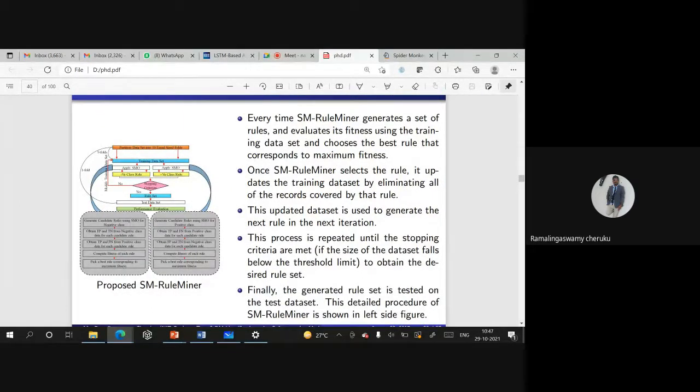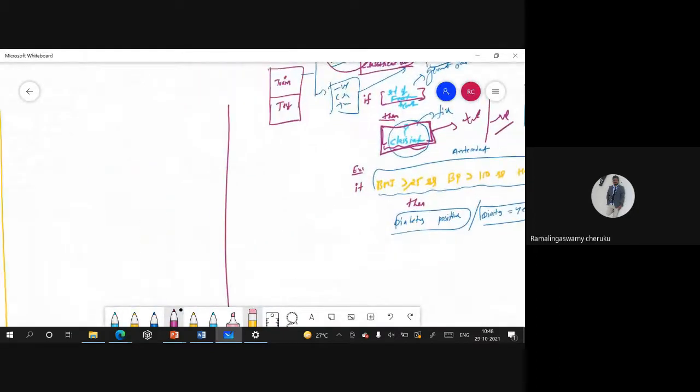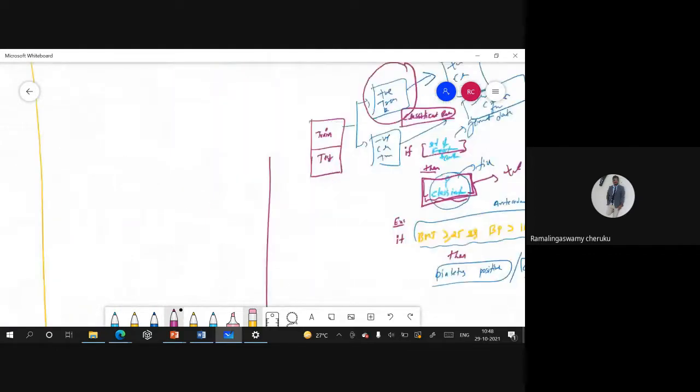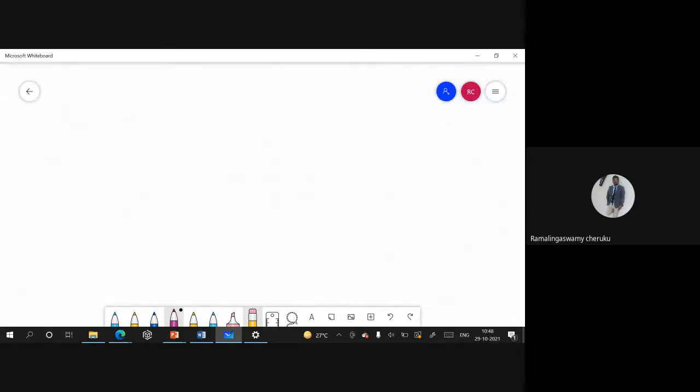So every SM rule miner, the algorithm which you are going to use, generates a set of rules, evaluates their fitness using the training data set, and chooses the best rule that corresponds to the maximum fitness. The question is, it will generate the rule, then how do we know that the rule which is generated is the best one or not? Hence, for any optimization technique, there must be some criterion function, or some objective function. Like I was discussing earlier, f of x is equal to x square, where f of x is an objective function.